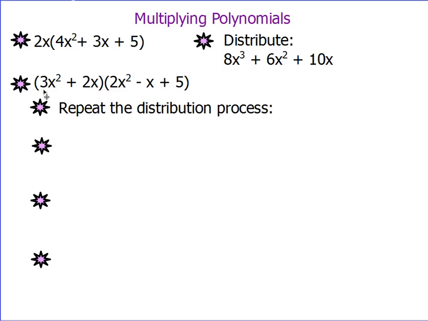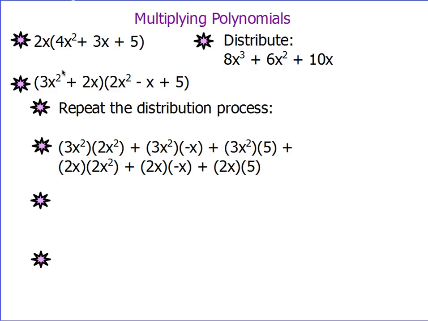So that's what we're going to do. So let's try it first. Pretend 2x doesn't exist. Here's all my terms I'm going to get. I'm just going to work with the 3x squared. 3x squared times 2x squared plus 3x squared times negative x, and don't forget the negative sign here, 3x squared times 5. And that is my first line. Well, now I'm done with this term. I'm going to start with this term. So I'm going to say 2x times 2x squared plus 2x times the negative x plus 2x times 5. And that is this second line along here.